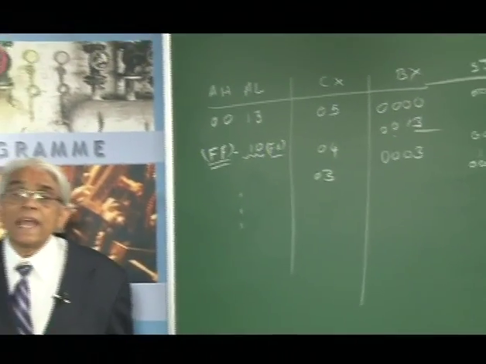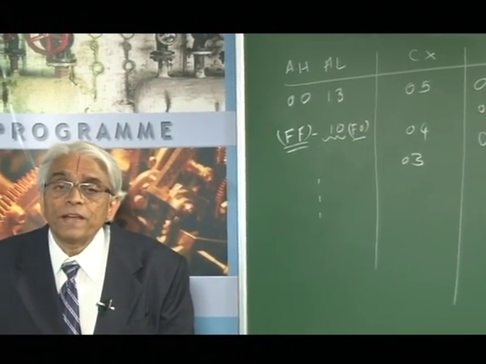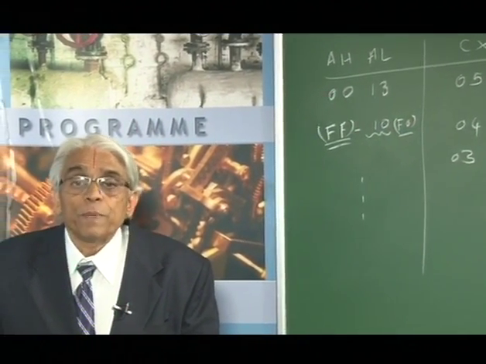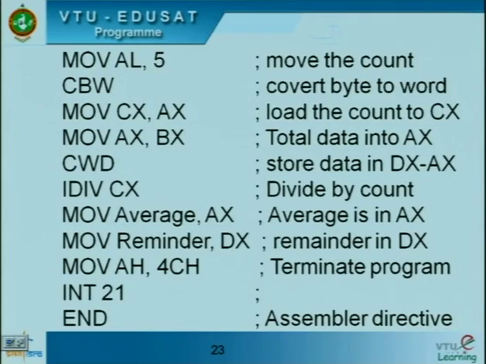And once this is being done, we have the next step, because we are trying to find out the average. We need to multiply it by 5. Sorry, we need to divide by 5. Whatever result you got has to be divided by 5. So move 5 into AL register, convert byte to word, move AX to CX, and then BX to AX, convert word to double word.